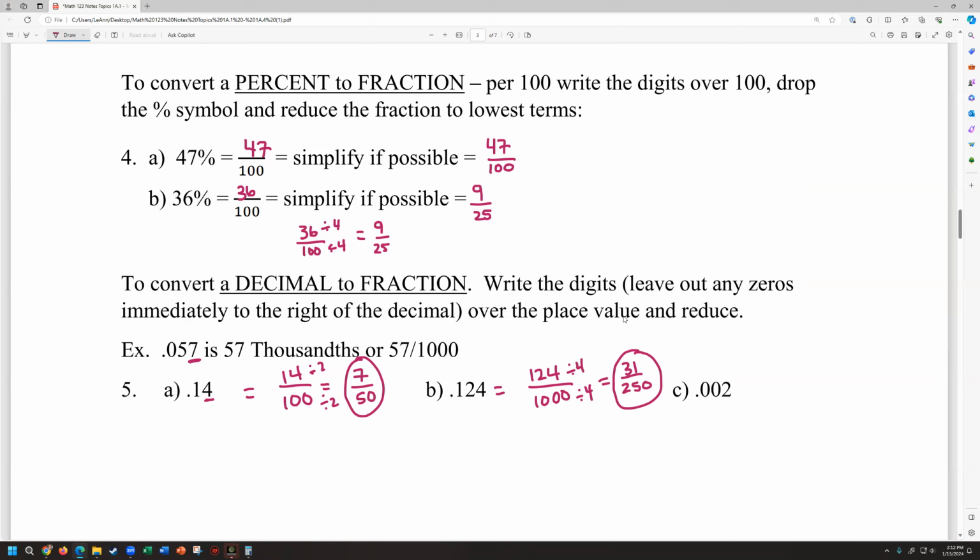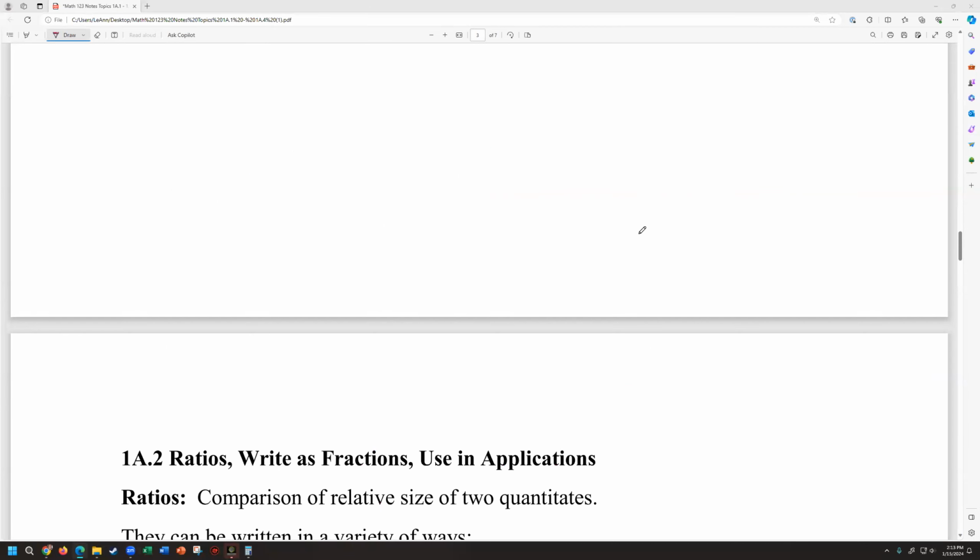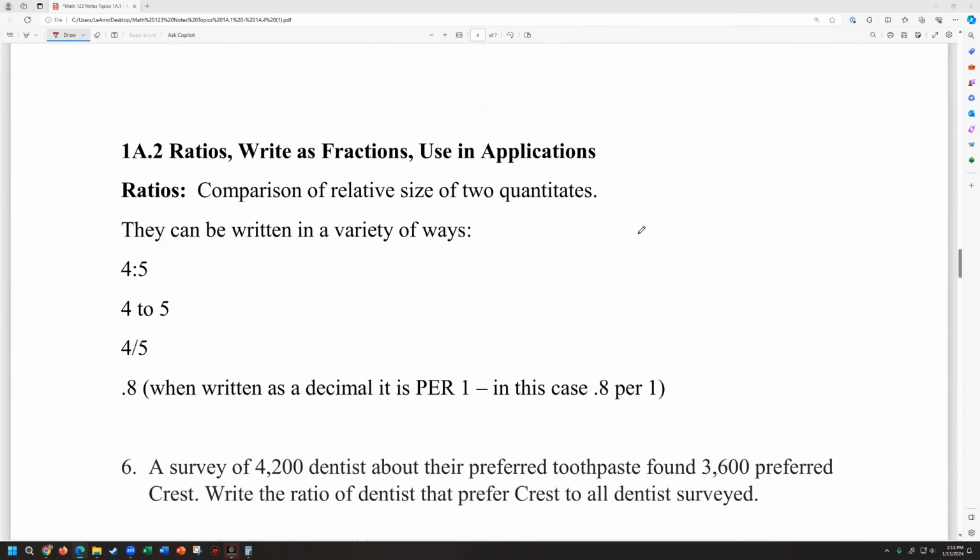And then this last one we have, this is 2. It's also still in the 1,000th place value for that last digit. So that's 2 over 1,000. We reduce that, that's 1 over 500. Just divide them both by 2. All right, and that completes 1A.1.